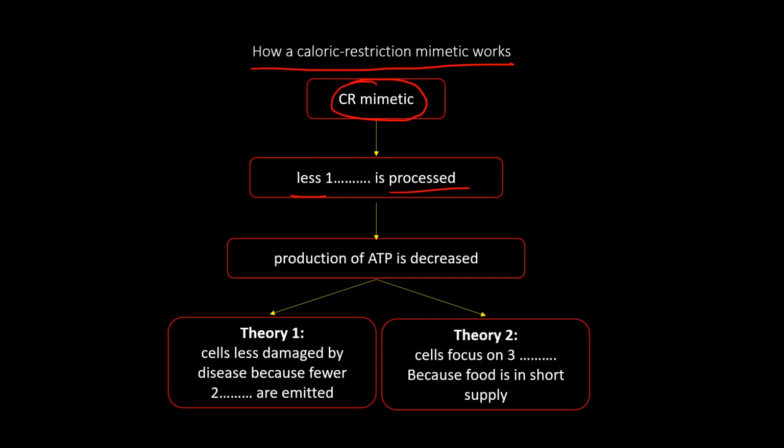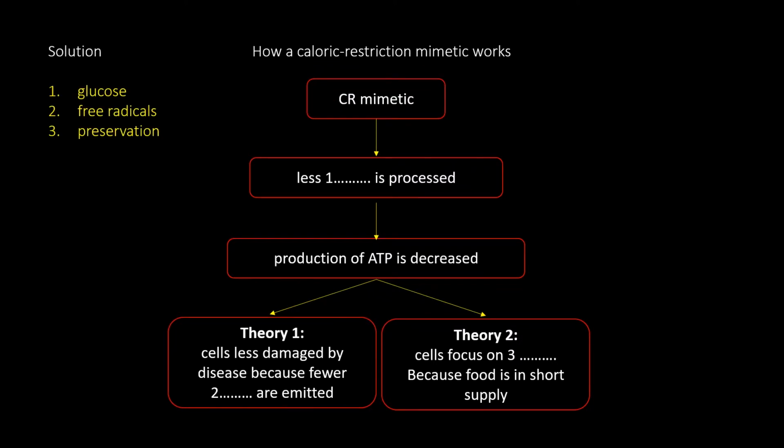Same goes here. Cell less damaged by disease because fewer blank are emitted. Again a noun, but something which is less emitted. That means there's emission of something less. Right. Same way you have to guess the answers, or at least predict the answers, when you're reading the sentence and going to the passage. Okay. Good. Now look here.